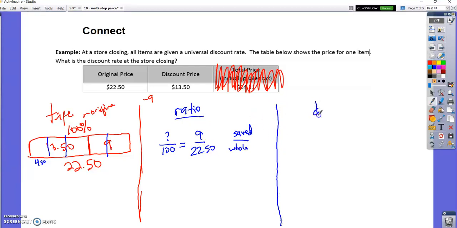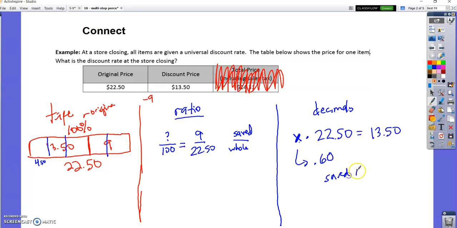And we also solved that using decimals, saying, what decimal, x times the whole price is going to equal $13.50? So like, what percent of $22.50 is $13.50? And there we ended up with a nice decimal and it was like 60%, which means we saved 40%. So that's how we have done it before today.